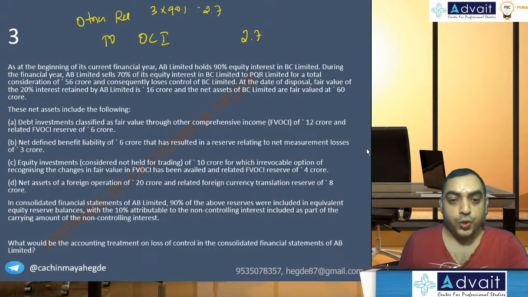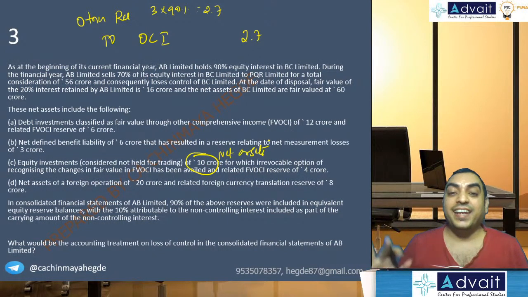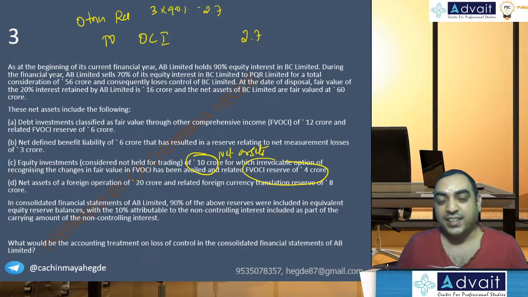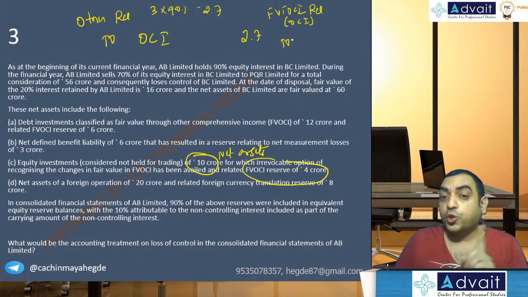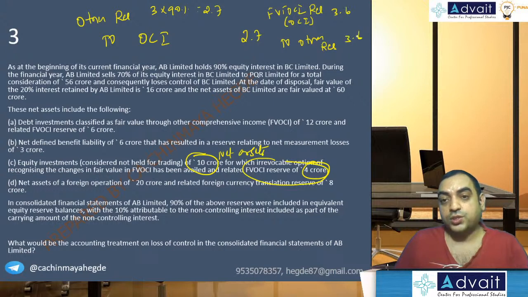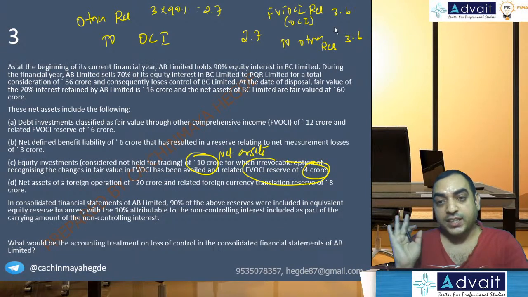Okay, good. Let's go to the third point then. Equity investment considered not held for trading, 10 crores, for which the irrevocable option of recognizing the change in fair value in OCI has been availed, and related OCI reserve of 4 crores. Now 10 crores is part of net assets, already derecognized. No need to pass any specific entry. Now the FVOCI reserve of 4 crores is not to be recycled to P&L account. Not to be recycled to P&L means it should go to other reserves. How much to other reserves? Not 4 crores, only the holding company share, 4 crores into 90%, that is 3.6 crores. FVOCI 3.6 crores to other reserves 3.6 crores.